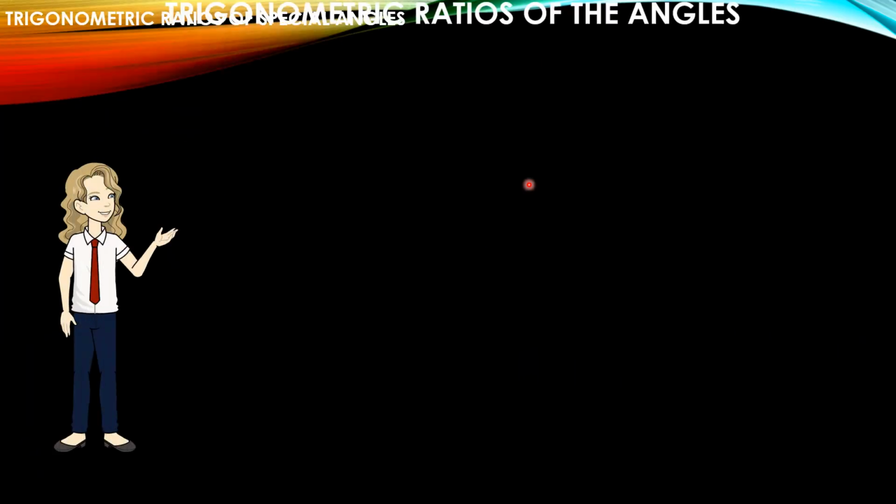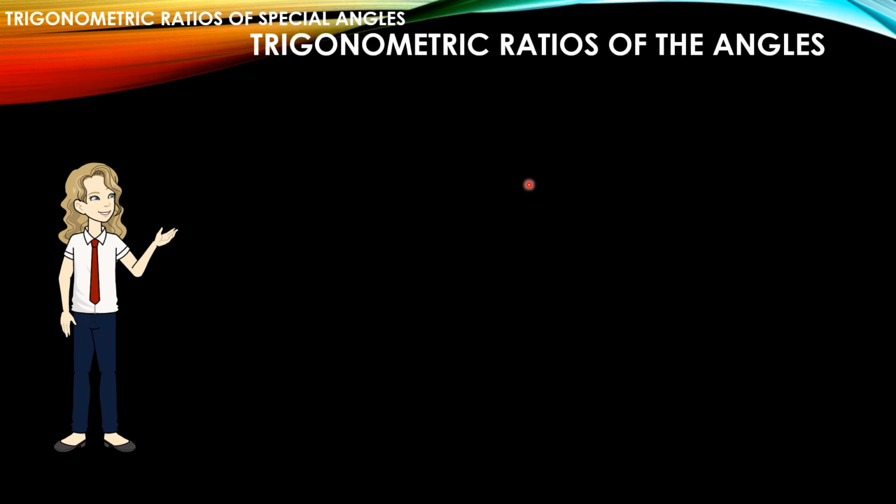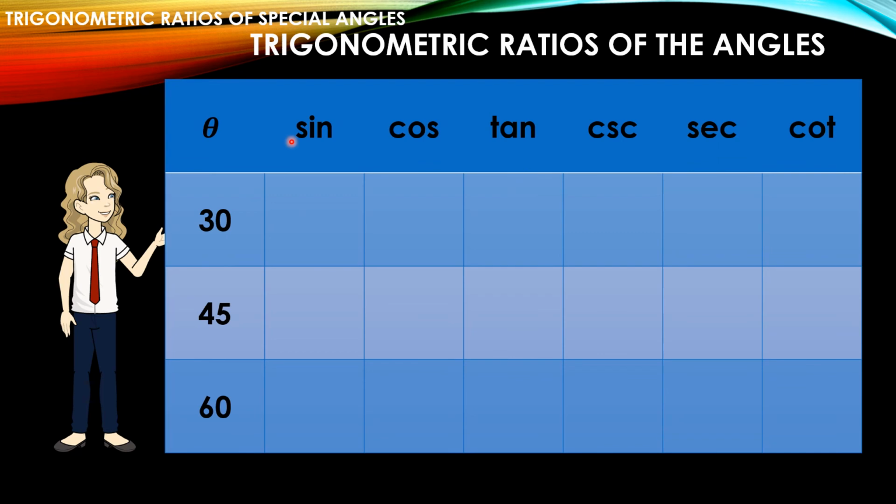Okay, so we are now to list the trigonometric ratios of the angles. So we have the 6 trigonometric ratios: sine theta, cosine, tangent, cosecant, secant, and cotangent. So we have the degrees 30 degrees, 45 degrees, and 60 degrees. So in 30 degrees, the sine 30 is 1/2. Cosine 30, square root of 3 over 2. Tangent 30, square root of 3 over 3. Cosecant 30 is 2. Secant 30 is 2 square root of 3 over 3. And the cotangent is square root of 3.